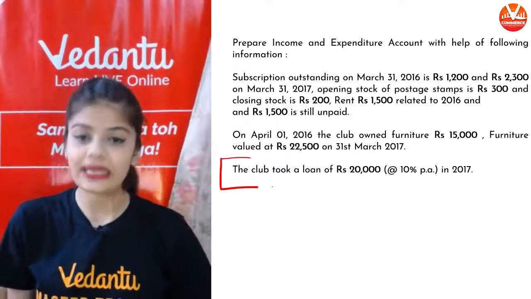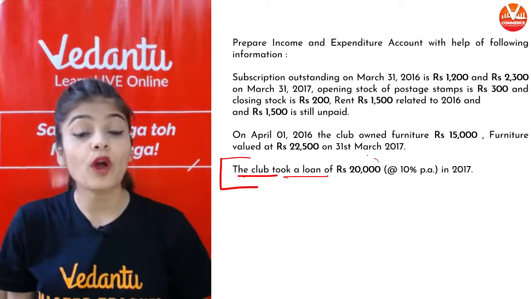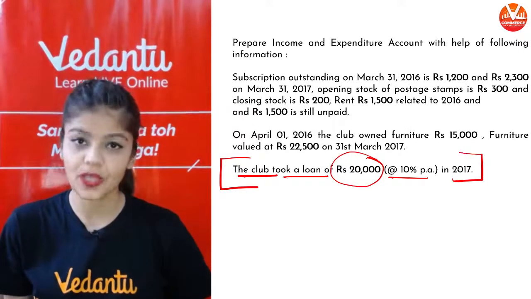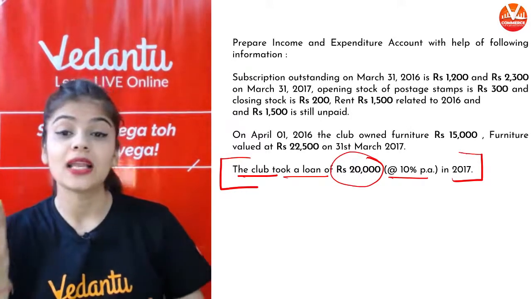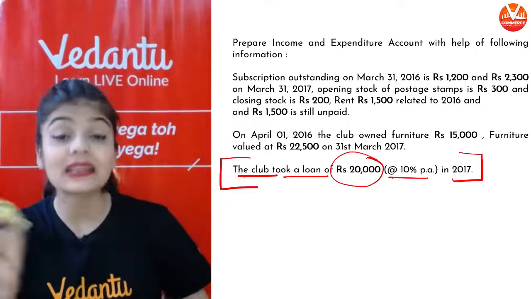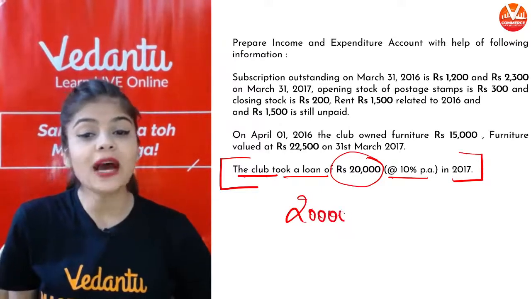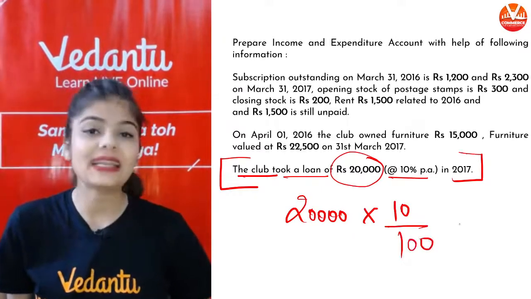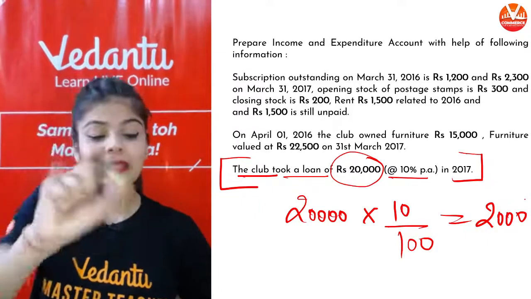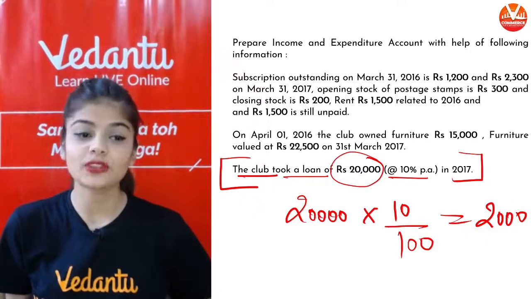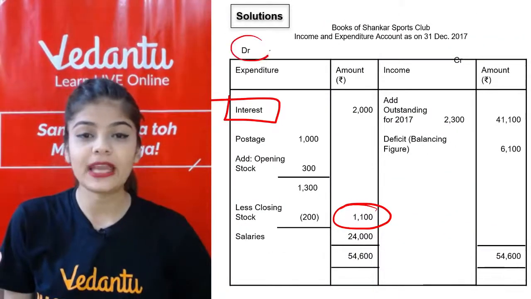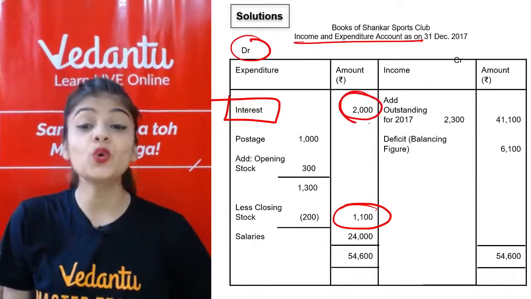Then the last line is the club took a loan of 20,000 at 10% per annum in 2017. So there is loan, and we have to pay interest on this loan. So 20,000 multiplied by rate of interest 10%, interest will be 2,000. So this will be recorded on the expenditure side: interest on the debit side of income and expenditure account 2,000.